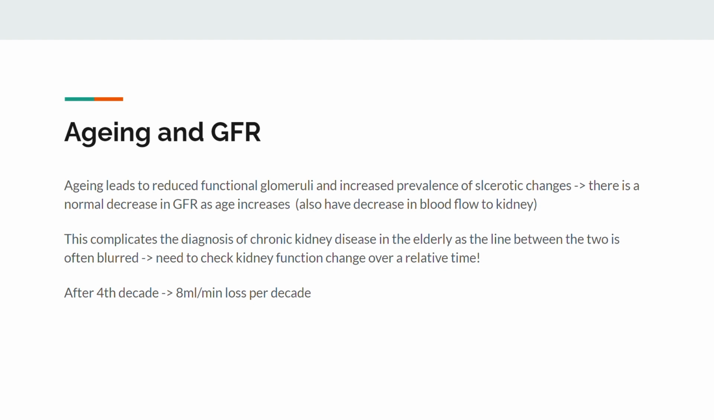And here's just a little number to put it in a number. After the 4th decade of life, so after you're 40, you have about an 8 mL per min loss per decade. So essentially, you know how GFR starts about 120 mL/min, this is going to go down by 8 per decade as you age from 40.